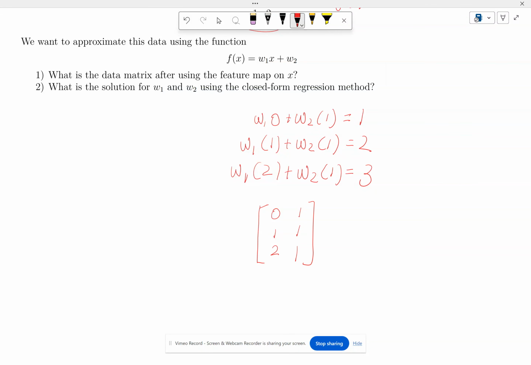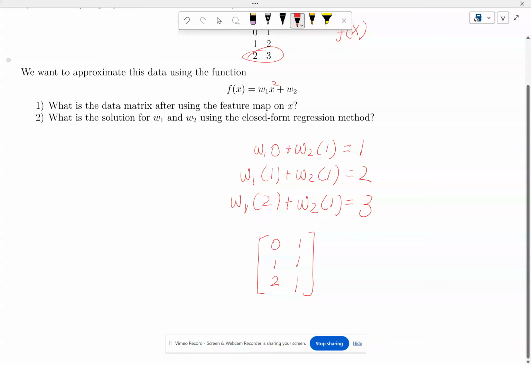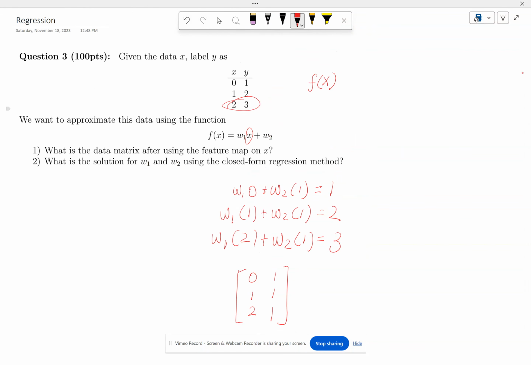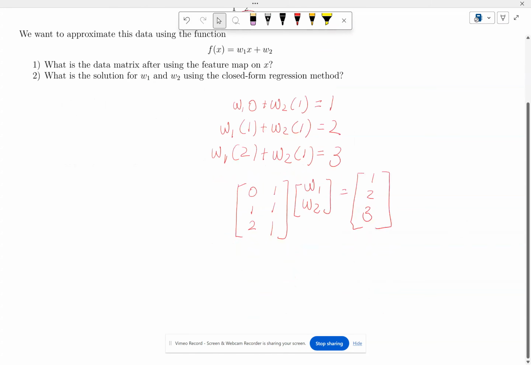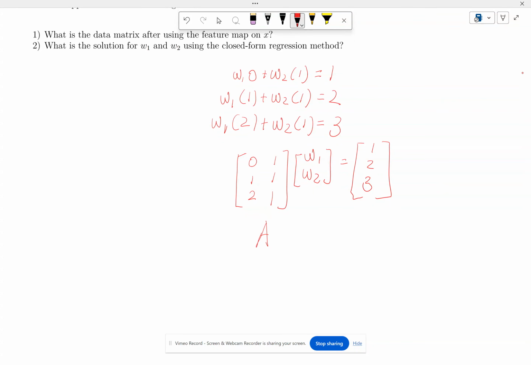Now remember, if this is x squared, then all these values will have to get squared. So on the exam, you really have to pay attention to what the function is. Depending on the function, this matrix will look very different. Anyway, if this is multiplied by W1, W2, then it will give you 1, 2, 3. Now, once again, we can rewrite this as A w equals y.